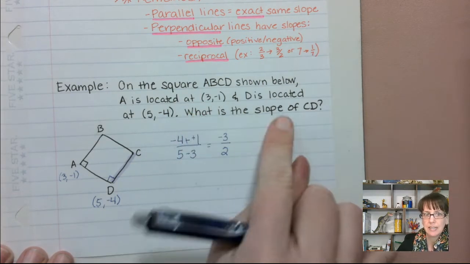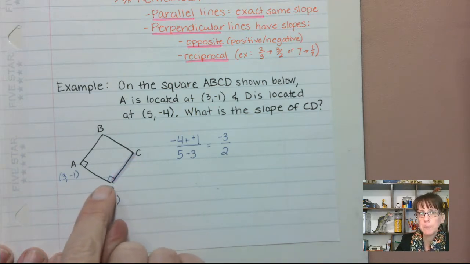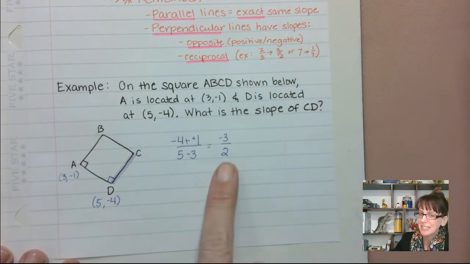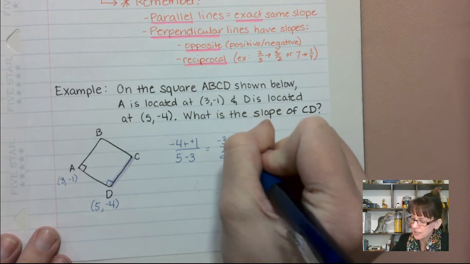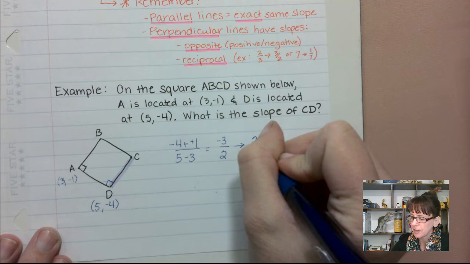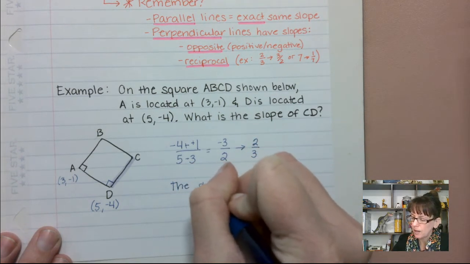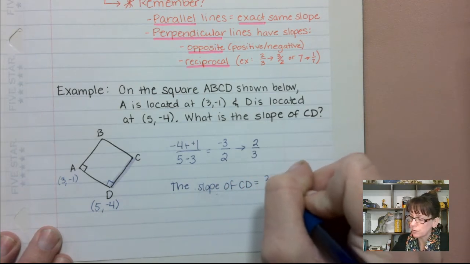So the question is asking us, what's the slope of CD right here? The slope of CD, since this is perpendicular, is going to have to be the opposite reciprocal. I used 2/3 as an example, and didn't even realize that's what this was going to be. So the opposite reciprocal of this guy: the opposite of negative is positive, and the reciprocal would be 2 over 3. So the slope of CD equals 2 over 3.